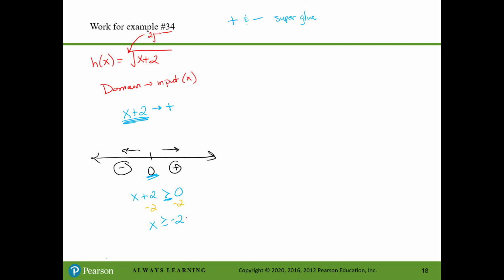Let me remind you of something. Set notation, you just gave it to me. It's the set of x such that x is greater than or equal to negative 2. But what happens if they want the answer in interval notation? Sorry about that. Let me fix that a little bit. If they want interval notation, that means you need to graph x greater than or equal to negative 2.